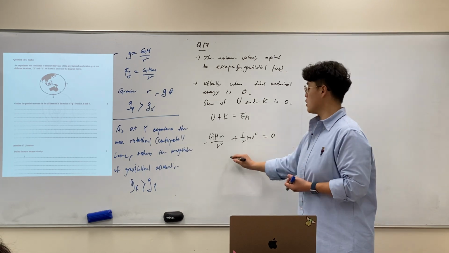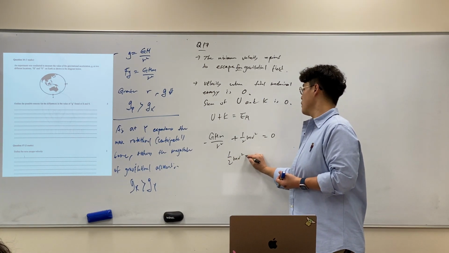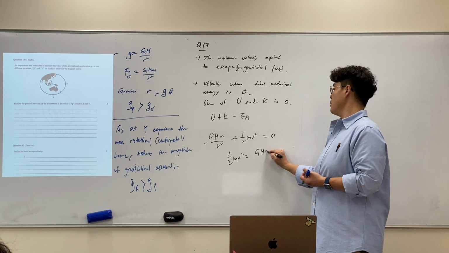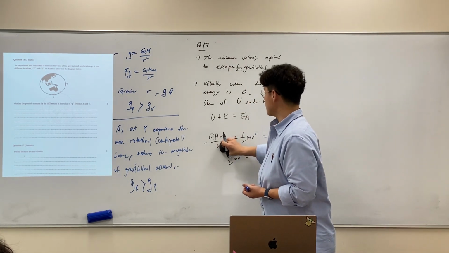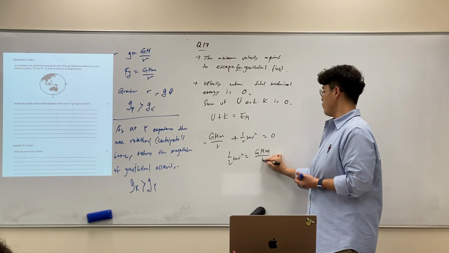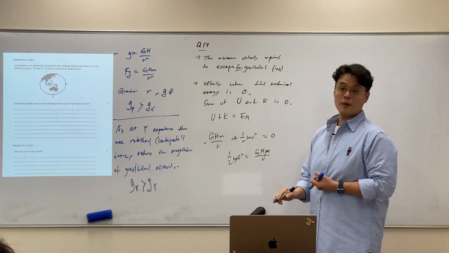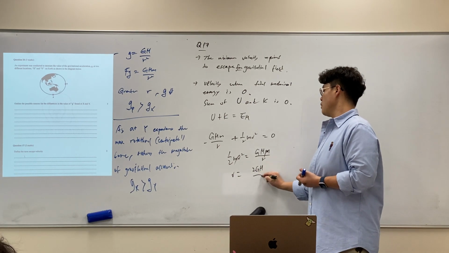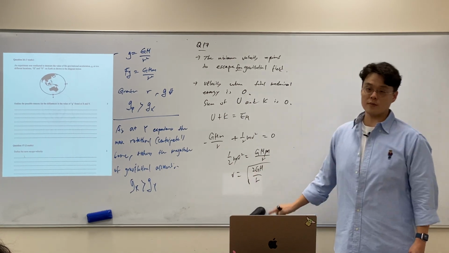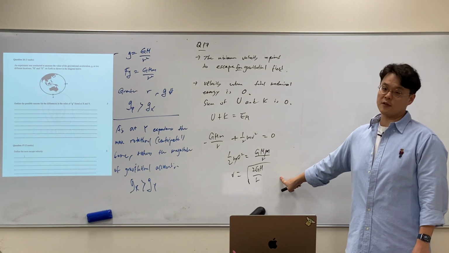Move that, then you get half mv squared equals GMm, oh sorry, it should be r, not r squared. R squared is for the force. GMm over r. Cancel out the m. Then what do you get? v equals the square root of 2GM over r. Is that something you memorized? This is how you get this formula.